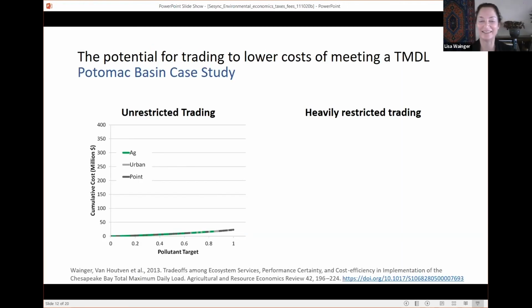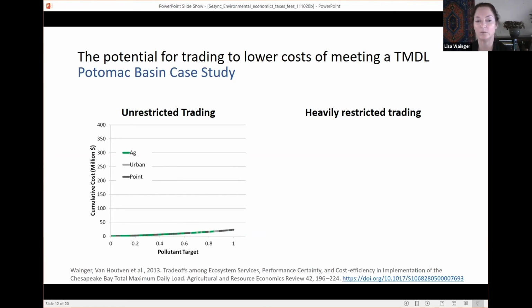But if we can get trading to work, the cost saving potential is just so huge that we did a study looking at the Potomac Basin, and what you have here is a cumulative cost curve. And what this is showing is if you picked the cheapest possible way to reduce nutrients, up to your goal, the one being whatever the cap was set on nutrients and sediments, and you pick from ag and urban and point sources, you pick all the cheapest stuff, and then this curve shows you what your maximum cost was, which here looks like $30-ish million.